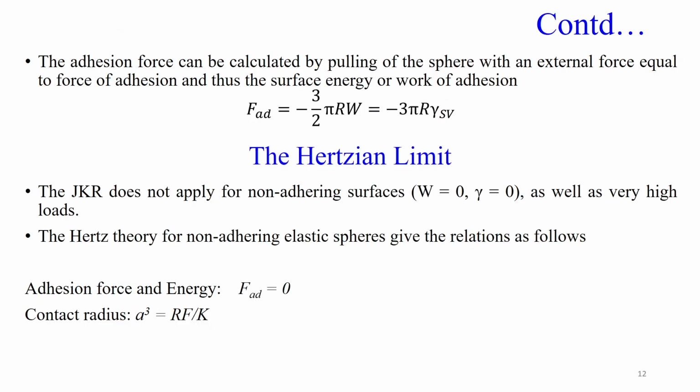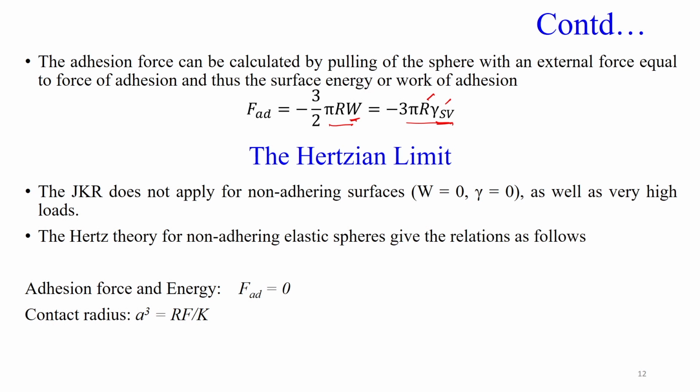So, adhesion force can be calculated by pulling the sphere with an external force that is equal to the force of adhesion. Thus, the force of adhesion is minus 3/2 π R W_R between the two spheres. W is twice the γ_SB, so it will be 3πRγ_SB. In this way, you should be able to calculate the adhesion force if R is known and the surface tension is known.